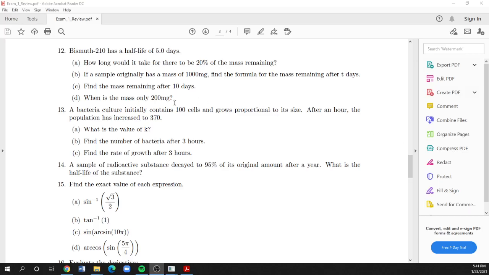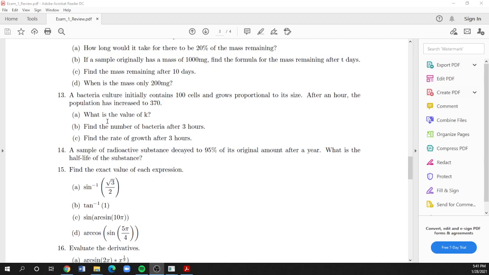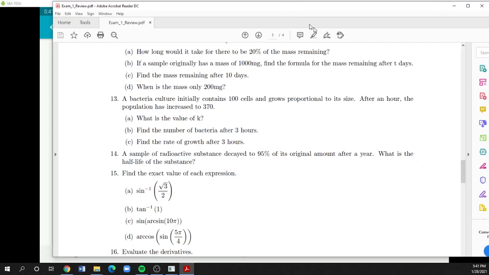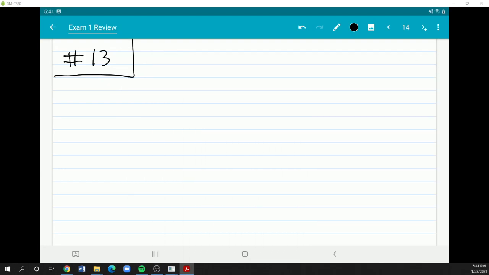On to number 13. So it says a bacteria culture initially contains 100 cells and grows proportional to its size. And then it tells us after an hour, the population has increased to 370. And A asks, what is the value of K? So let's go ahead and figure that out.